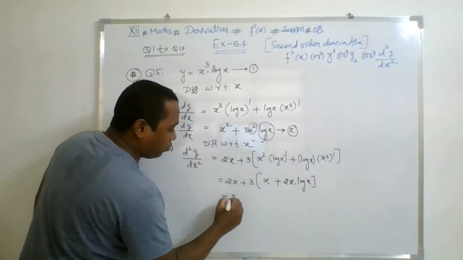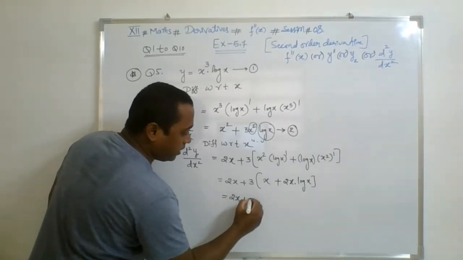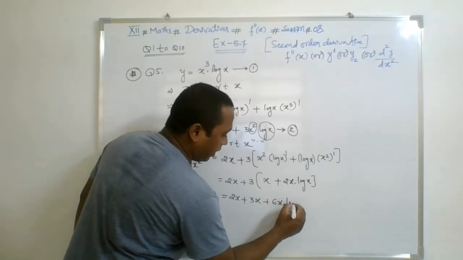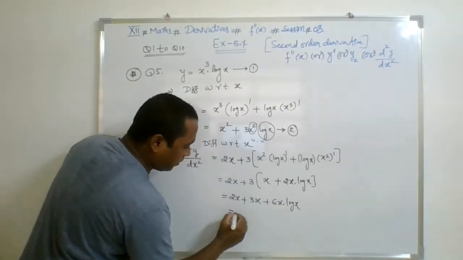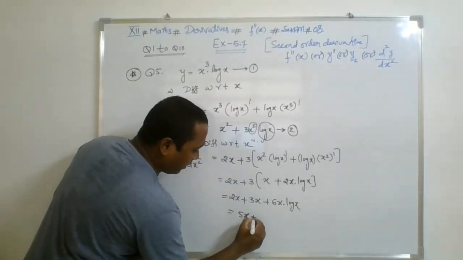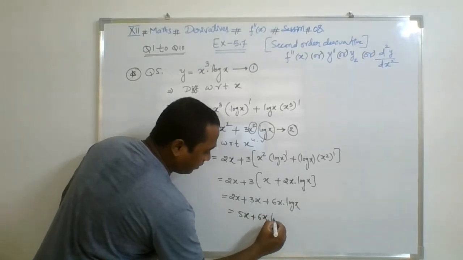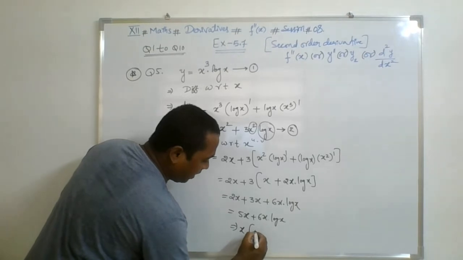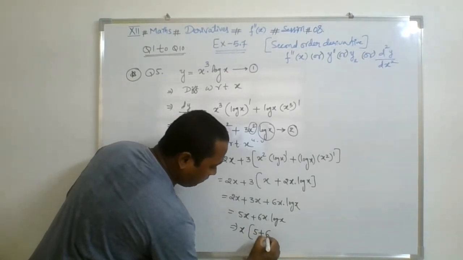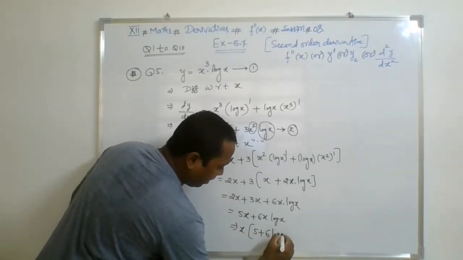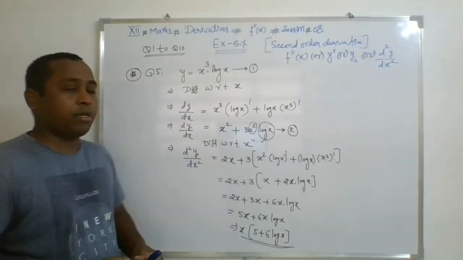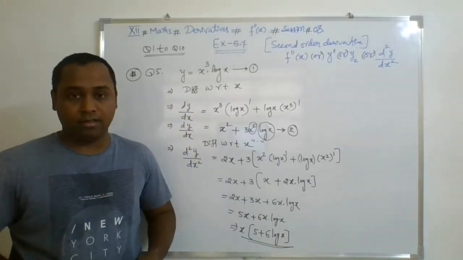Now simply do the multiplication. Inside it becomes 3x plus 6x into log x. The final answer would be 5x plus 6x into log x. You may take x as a common factor, hence the final answer you could say is x times 5 plus 6 log x. So it is simple, the double derivative task.